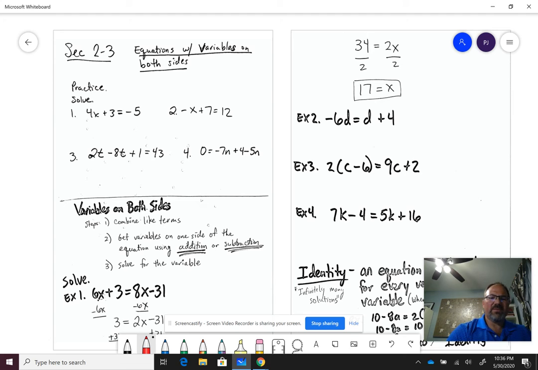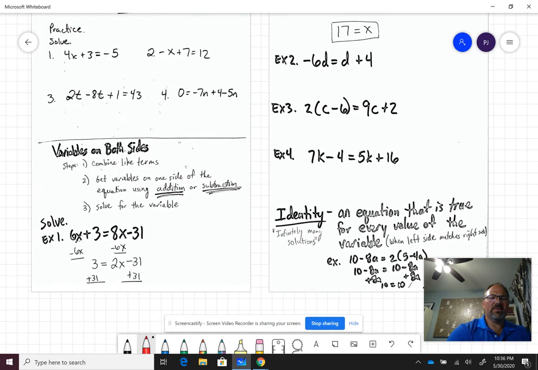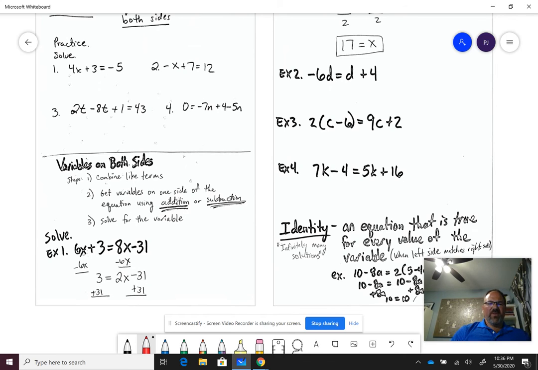Here's a couple more practice problems if you guys wanted to take a look at those and practice those as well. I'm going to jump down to the next one, which is variables on both sides. Remember, when you have variables on both sides, the best thing to do is to combine like terms first. I always try to get the variables together, and that's just the easiest way to go about solving an equation. So what I'm going to do is get the variables on one side of the equation using addition or subtraction. And then I go through the process of solving the equation, like I said, the SADMEP, if you will, order.